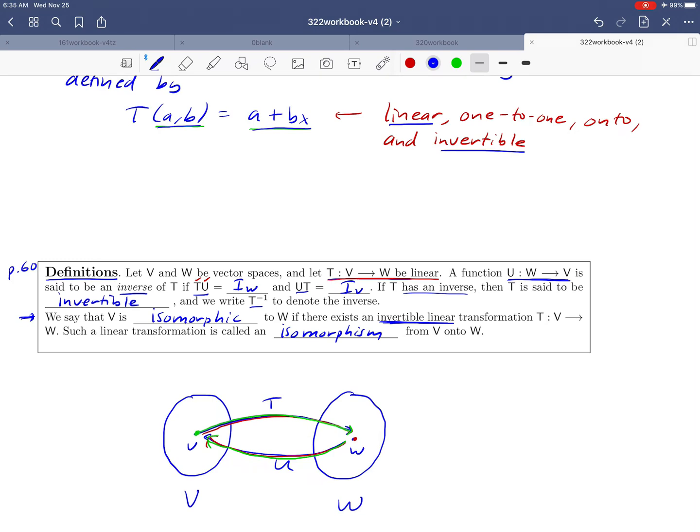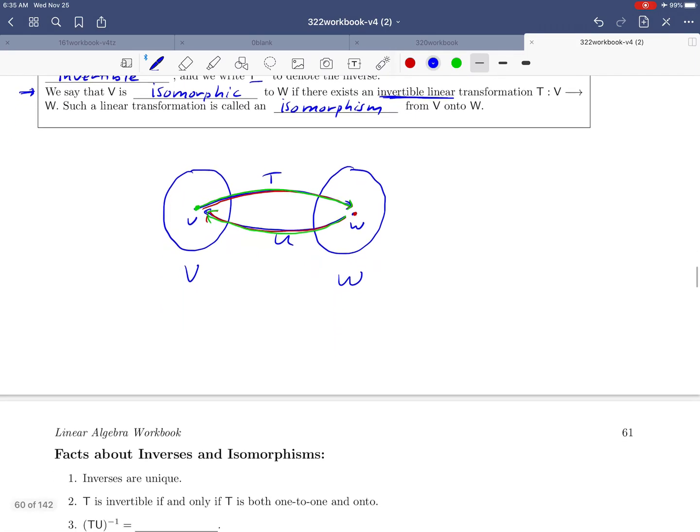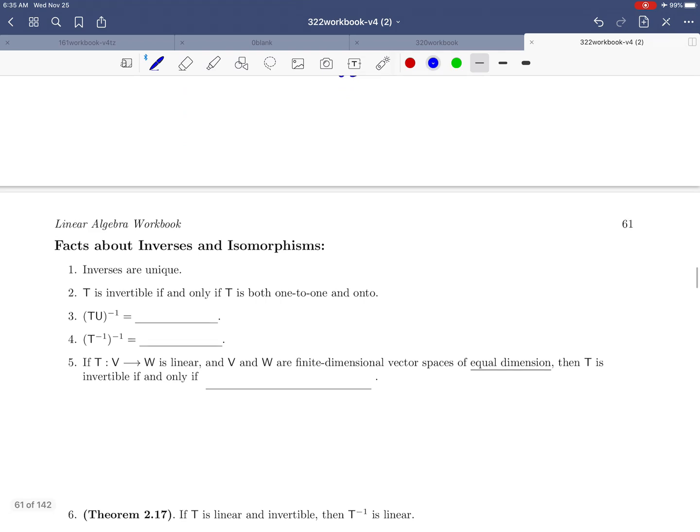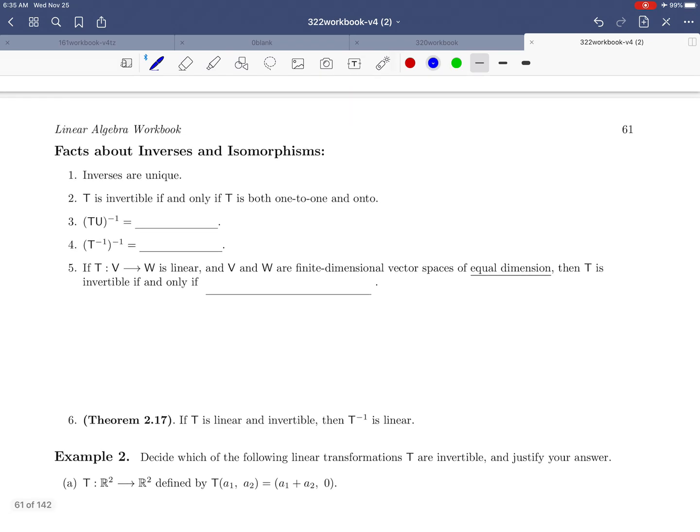So let's make a couple of comments on these definitions that we've made. Moving on to the next page, we'll fill in some facts about inverses and isomorphisms. Going down this list, inverses are unique. So given a function, there's only going to be one inverse. T is invertible if and only if T is both 1-to-1 and onto. You might remember learning that kind of fact in Intro to Proofs.